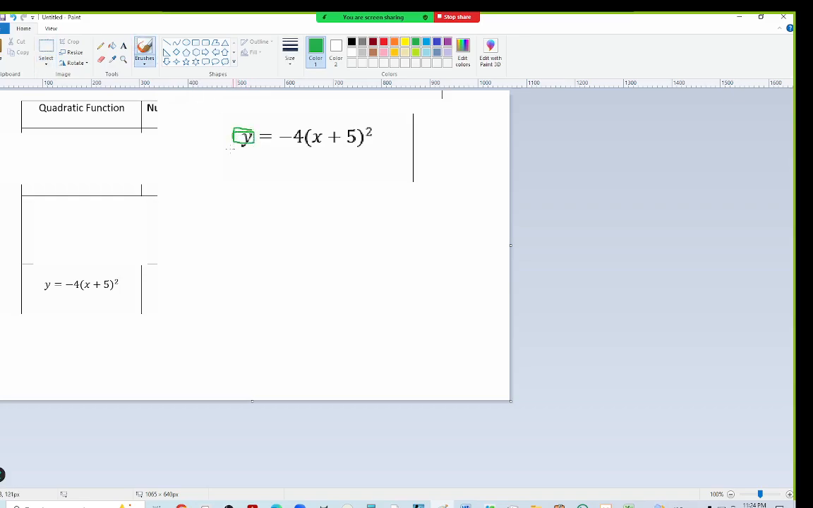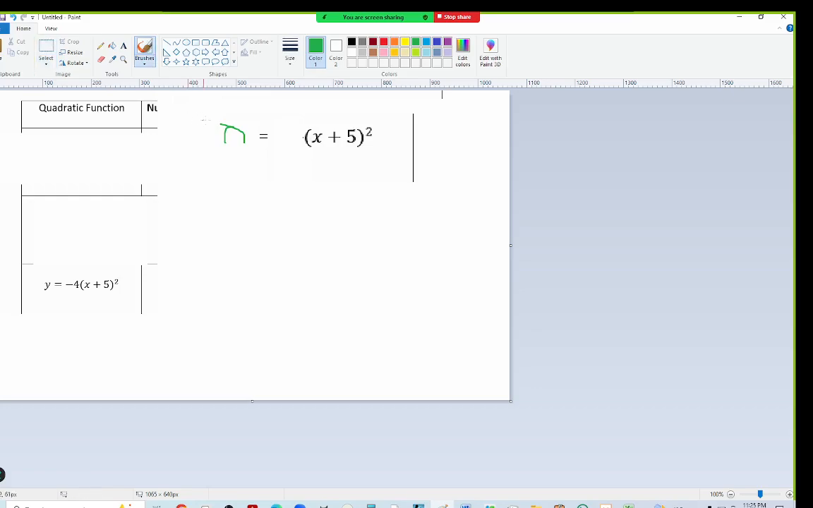Okay, what do I do first? Make y 0. Okay, and then you want to times 4. Well, this is multiplying it, so I have to divide by 4, sorry, on both sides. 0 divided by -4 is 0 still.